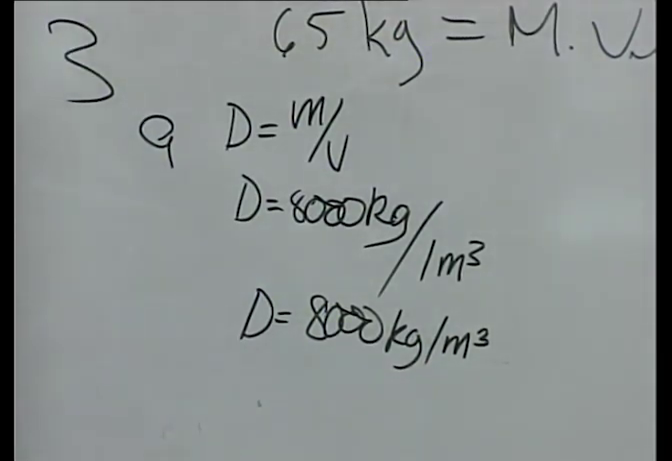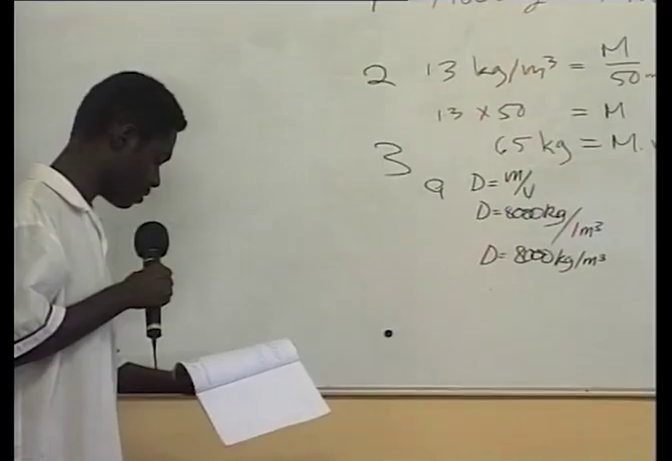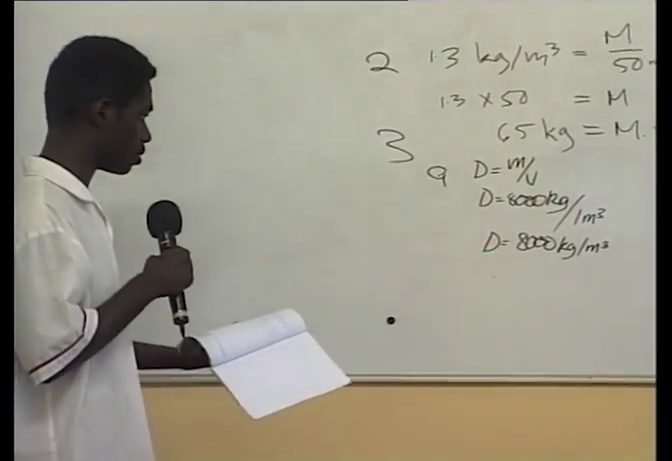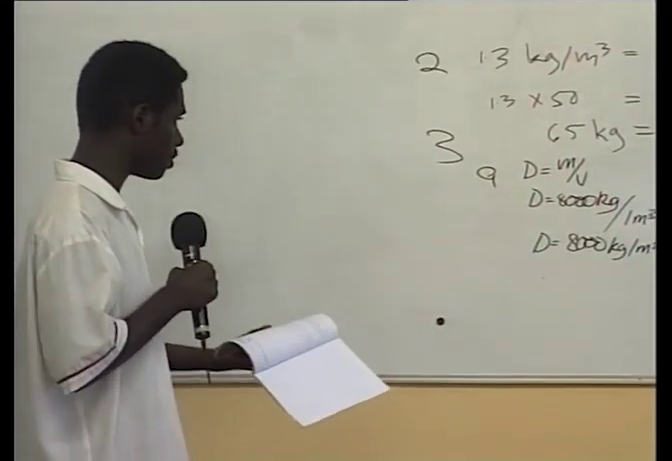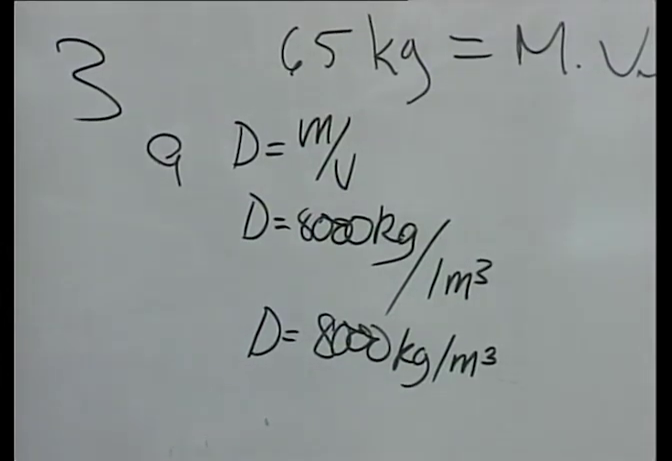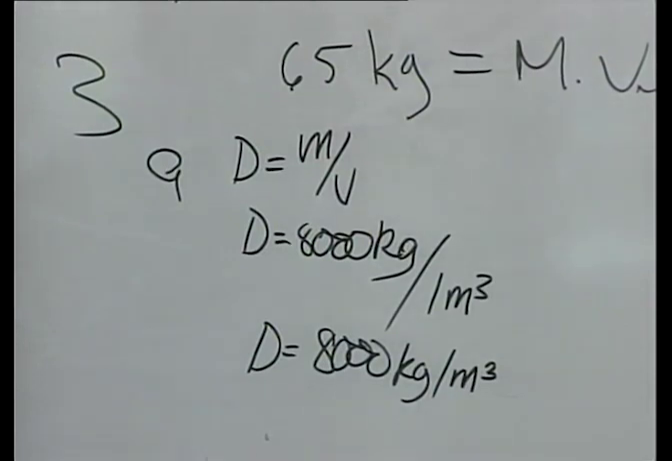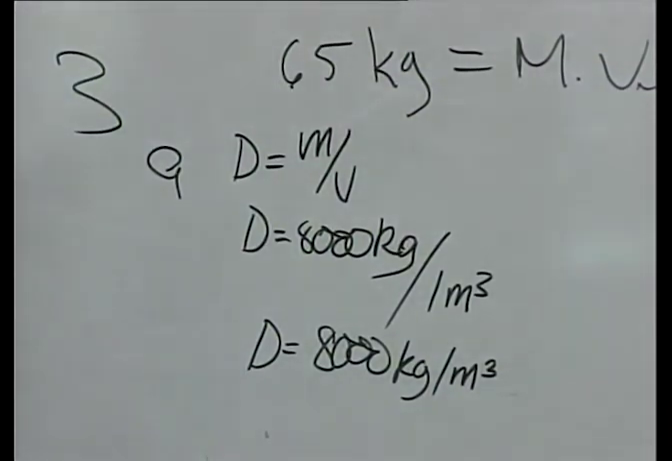The mass of the iron is 8,000 kilograms, and the volume of the iron is 1 cubic meter. So using the formula, density is equal to mass over volume, we arrive at the answer of 8,000 kilograms per cubic meter. Okay, good. The answer given there is 8,000 kilograms per cubic meter. That is correct.